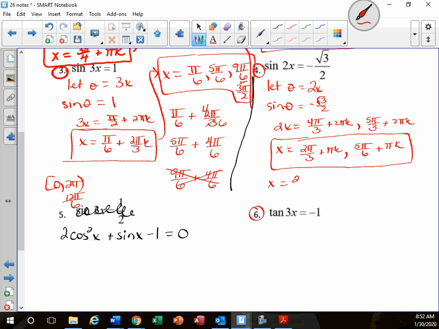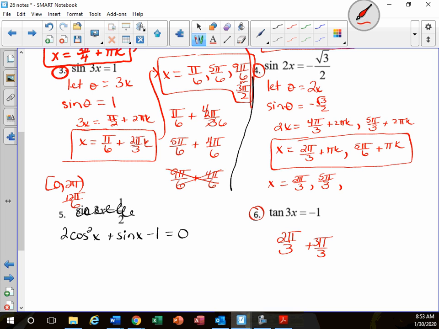So the first one's going to be 2 pi over 3. What am I adding to 2 pi over 3? Pi. What do I get when I add pi to 2 pi over 3? 5 pi over 3. I'm taking 2 pi over 3, the initial answer, and I'm adding pi to it, which is really 3 pi over 3. It's not 1. Okay, so we get 5 pi over 3.